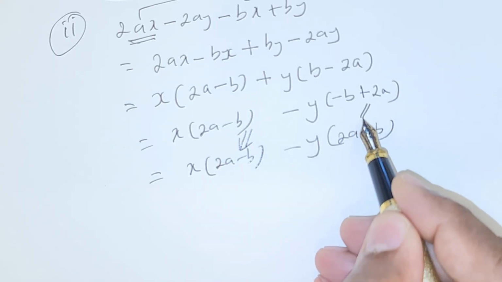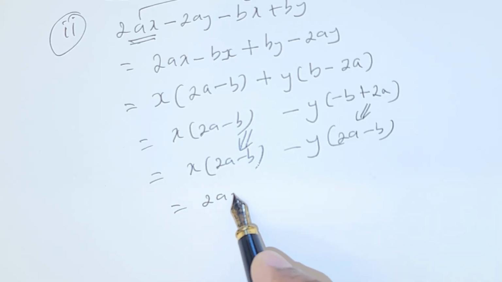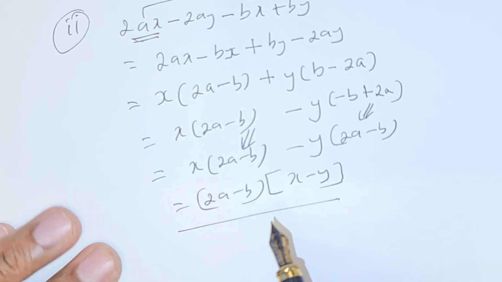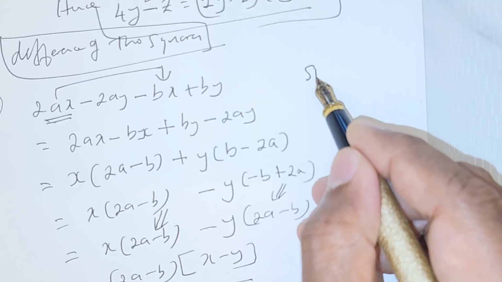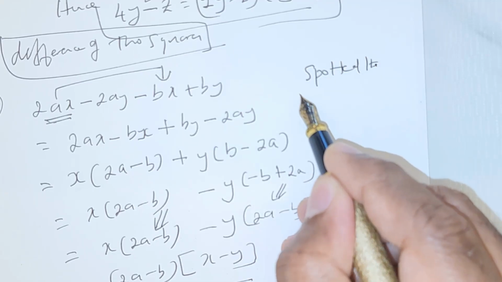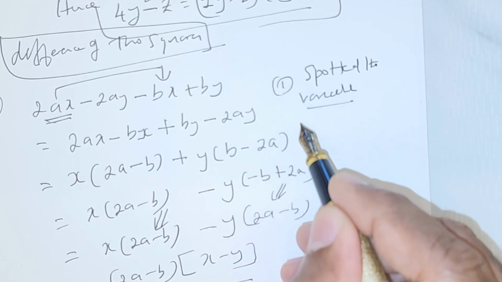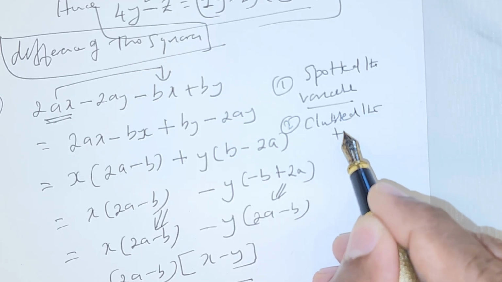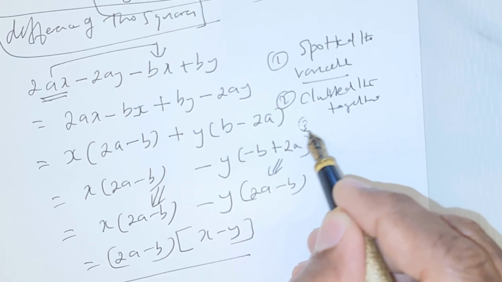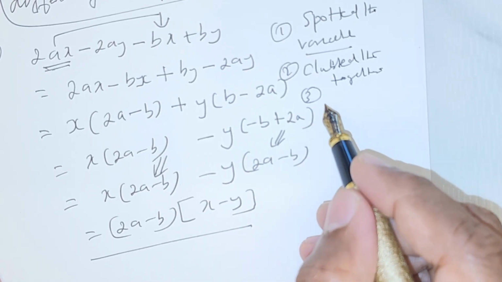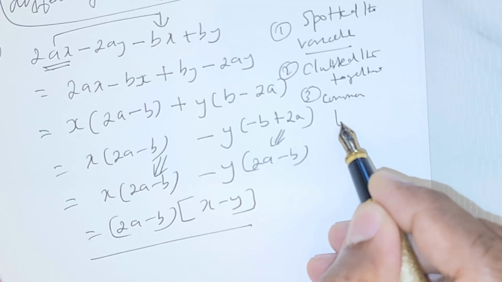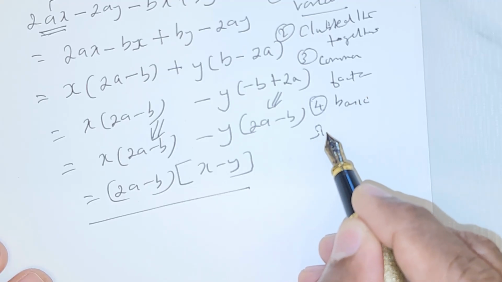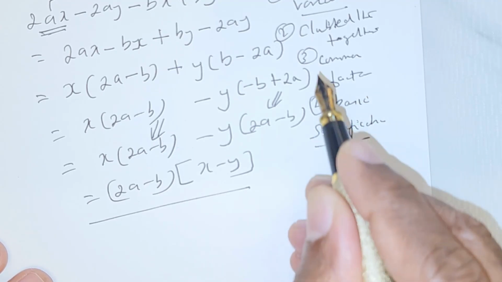So clearly you can see the constants are one and the same, so we can take them out. So (2a - b) can be taken out, and you get (x - y). So this is a standard way to solve it. So what are the steps I followed here? Step 1, I spotted the variable. Step 2, I clubbed them together. Then, after clubbing them together, I took out the common factor. And then basic simplification. So I did all of these things.